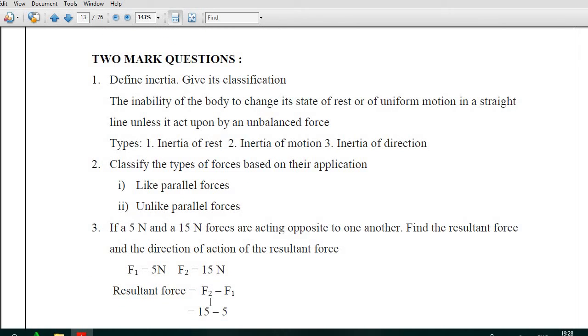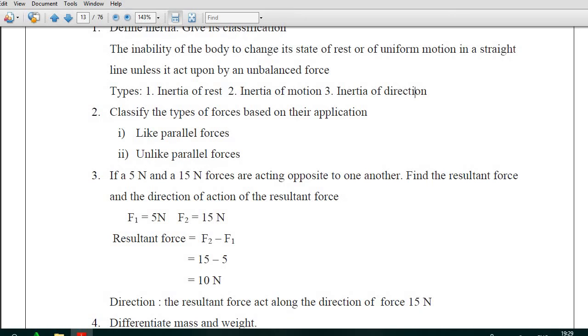The direction of the resultant force is towards the greater force. The 15 Newton force is acting in one direction and the 5 Newton force is acting in another direction. The resultant force is equal to F2 minus F1, that is 15 minus 5, that is equal to 10 Newton. The direction of the resultant force is along the direction of the 15 Newton force.